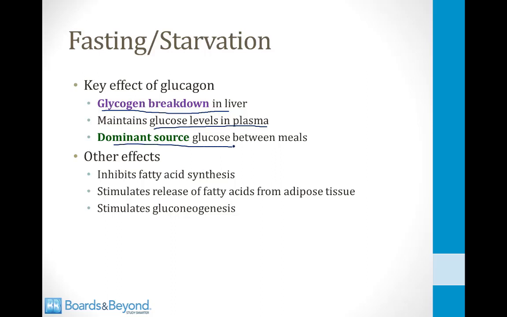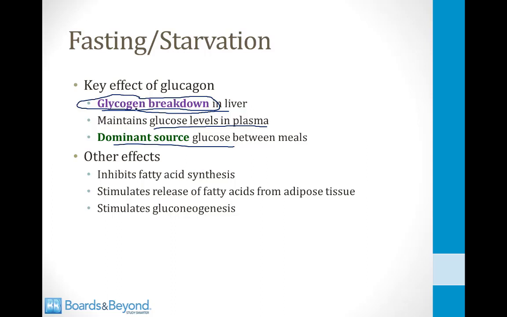If you don't eat for 6 hours and you do a fingerstick blood sugar, you will find that your glucose level is normal at about 90 or 100. The reason it's normal is because your liver is breaking down glycogen to supply glucose into the plasma. If not for that, you would become hypoglycemic and you could have a seizure.